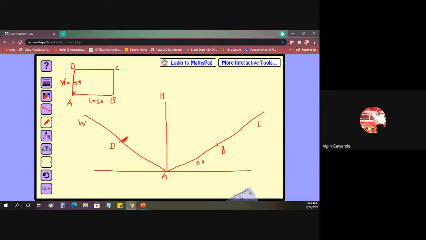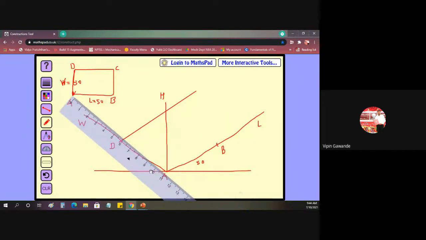B and D. From D, we have to draw an isometric line parallel to the isometric axis. So you have to keep your roller scale here, parallel to AL, and draw the parallel lines from D like this. Then you have to keep your roller scale at B.